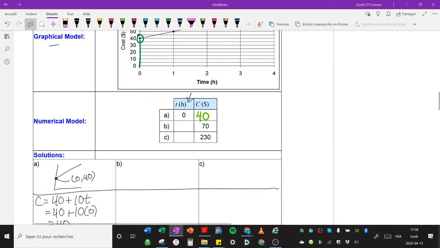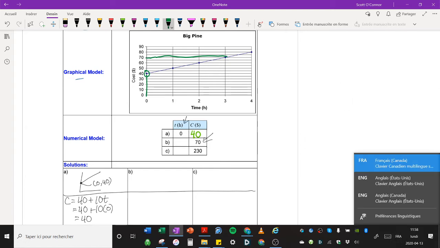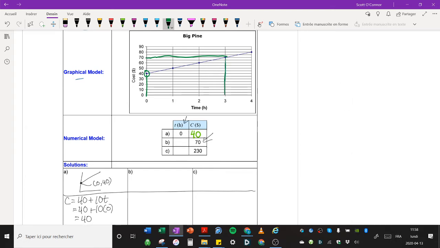Alright, for B, it gives us the cost, which is $70. Can I use the graph to find how many hours you can rent the canoe for $70? I can. All I've got to do is look here at 70, draw the line like this. Hopefully yours is a little better than mine, but you can see it connects at 3. And so our answer here is 3 hours.